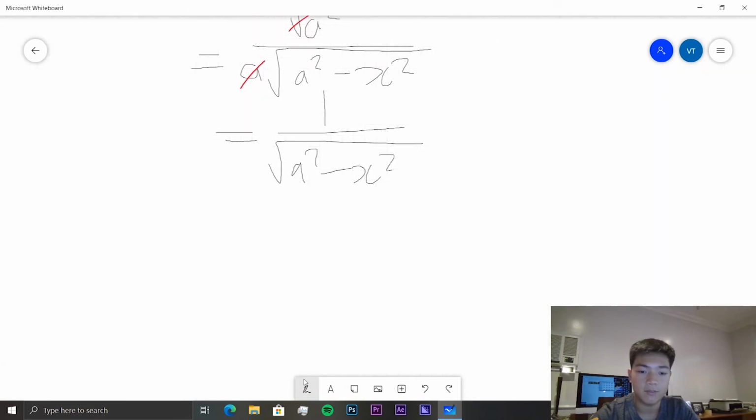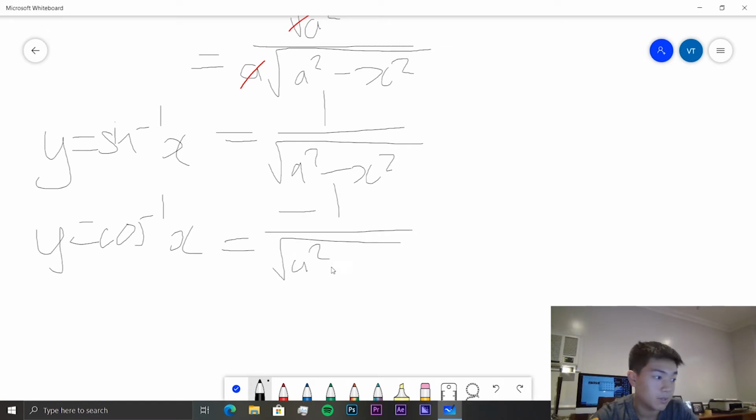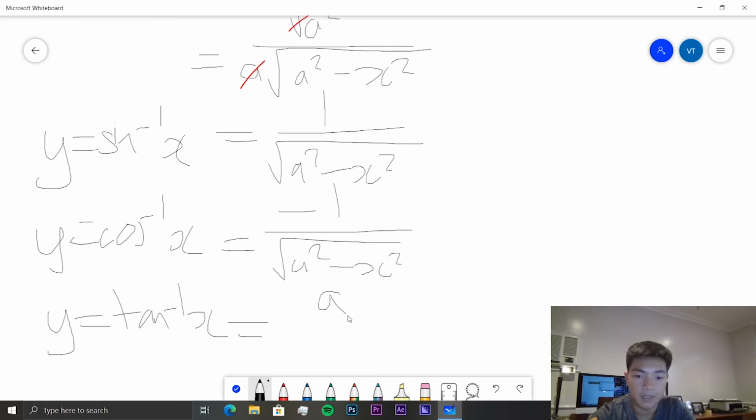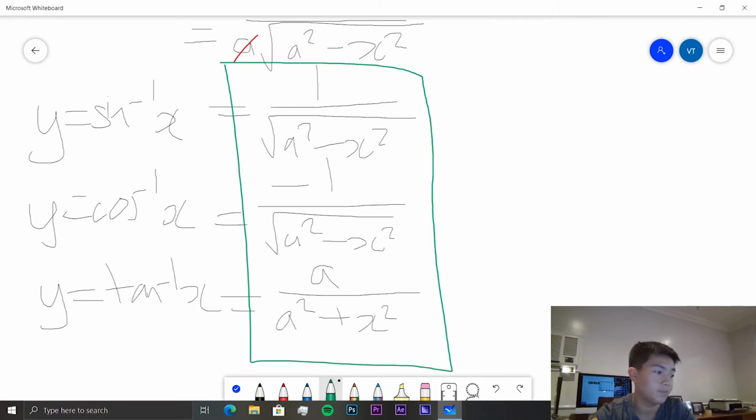And similarly, let me just note this down. For y equals cosine negative 1 of x, we get the derivative as negative 1 over the square root of a squared minus x squared. And for y equals arc tan x, tan negative 1, we get the derivative is equal to, not negative 1, it's a over a squared plus x squared. So these are the three main ones we need to know. And now we can jump into some questions regarding them.